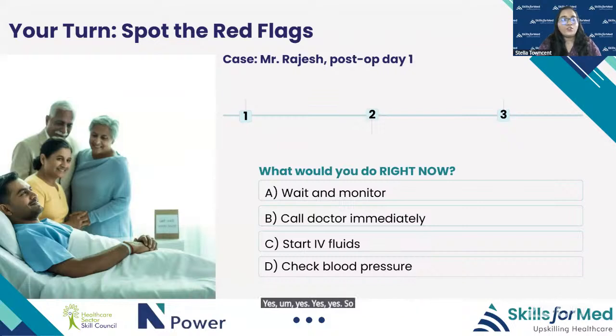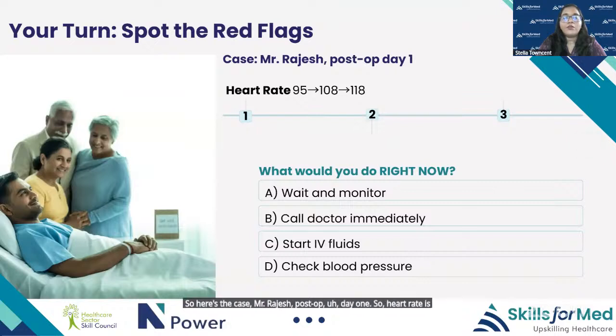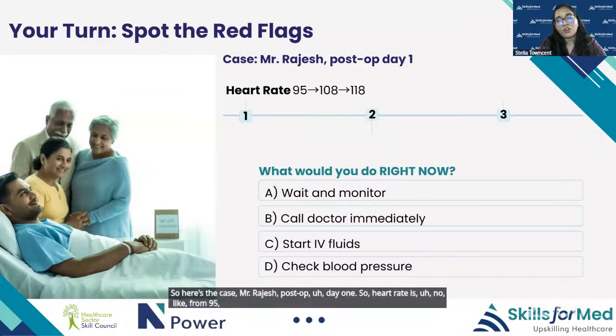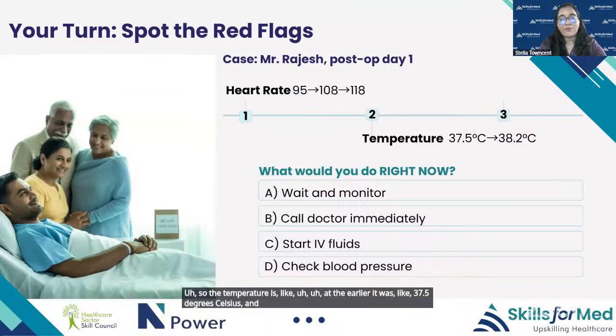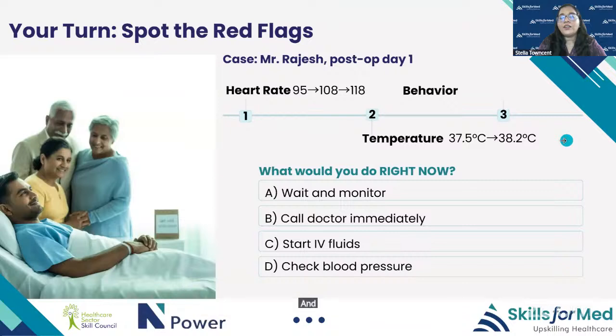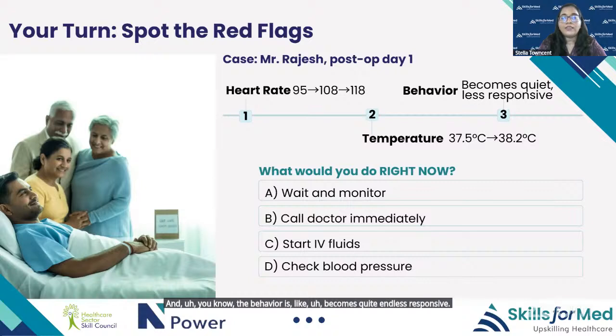So for all the participants, spot the red flag. Here's the case, Mr. Rajesh, post-op day 1. His heart rate has shifted from 95 to 108, and now to 118. The temperature was earlier 37.5 degrees Celsius, and now it is 38.2 degrees Celsius. And his behavior becomes quiet and less responsive. So these are the three things identified from the patient, Mr. Rajesh. So what would you do right now?